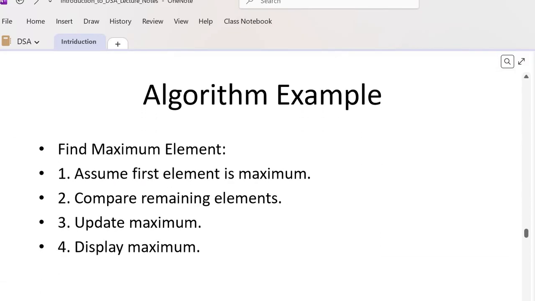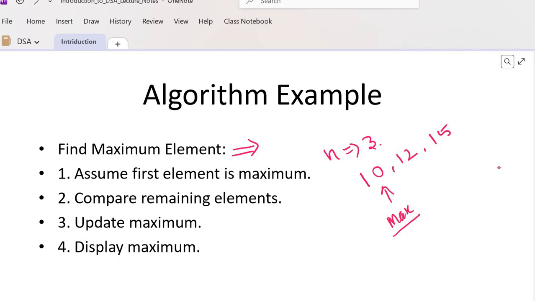So this is considered for an algorithm for finding the maximum element in an array. We first assume the first element is the maximum. Suppose we have n numbers, let n be 3 numbers: 10, 12 and 15. I just want to find the maximum element in this array. So first assume this first element is the maximum. I fix it as the maximum and compare the remaining elements. So I compare it with the next element.